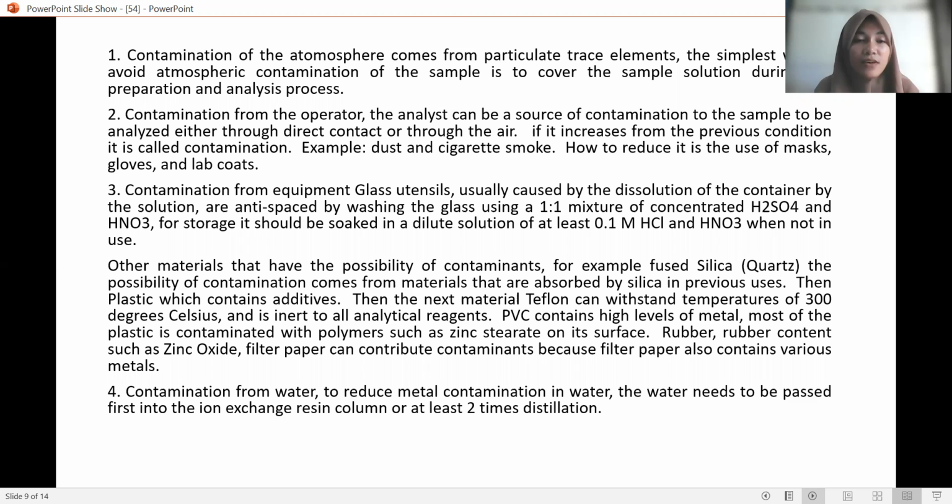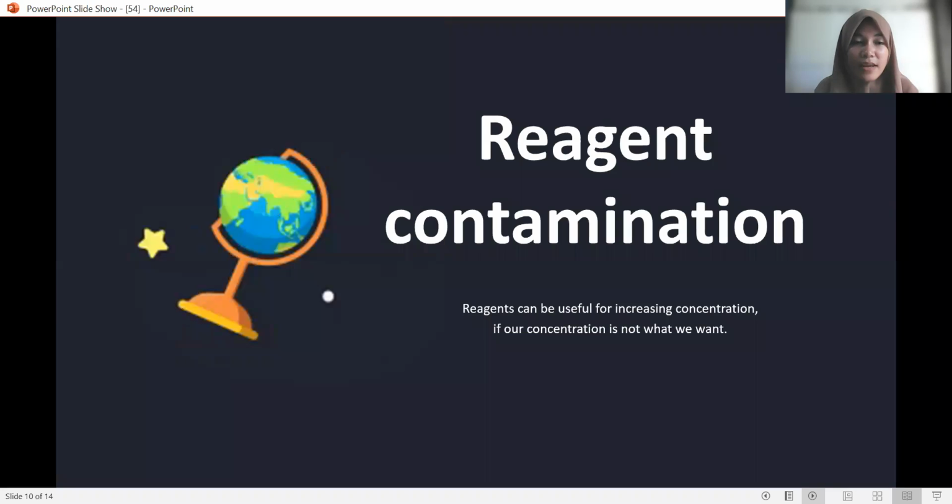And 4. Contaminants from water. To reduce metal contaminants in water, the water needs to be passed first through an ion exchange resin column or at least 2 times distillation. And third, about reagent contamination.